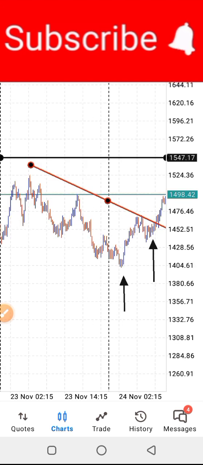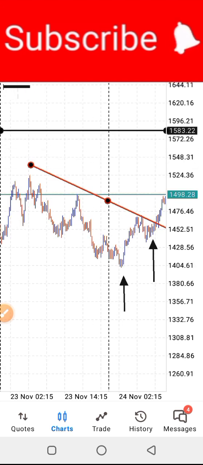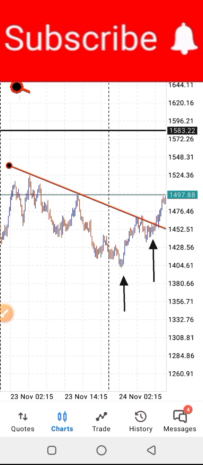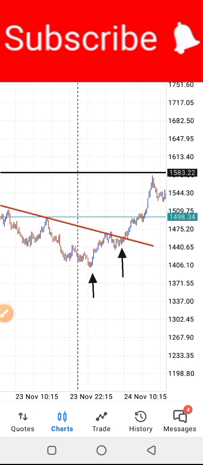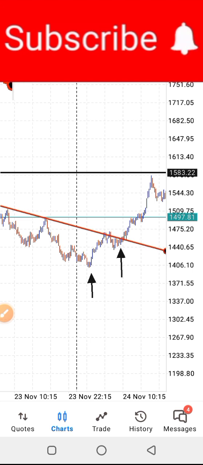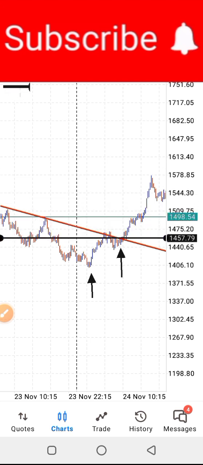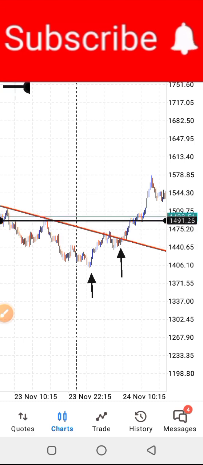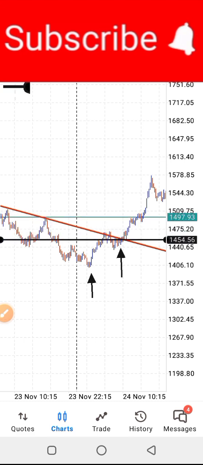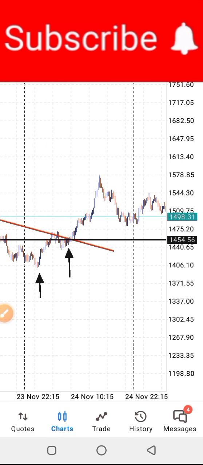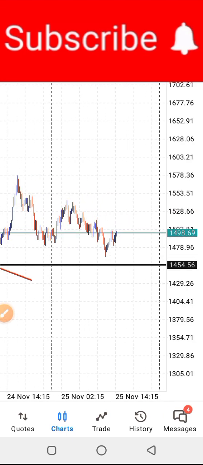How many lines, how many points do I have right here? 1, 2, okay. So I have up to like 3 points touching. So price broke this trend line and moved in the upward direction, right? So what you just need to do is place a horizontal line at that level where price broke the trend line. Okay, so I can place my horizontal line right there. So I'll wait for price to return to that level.